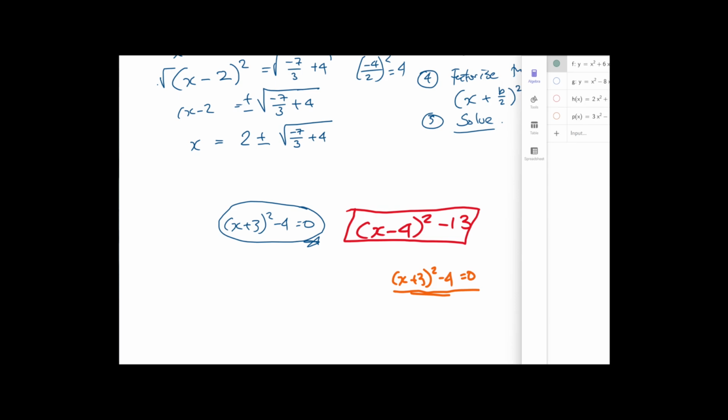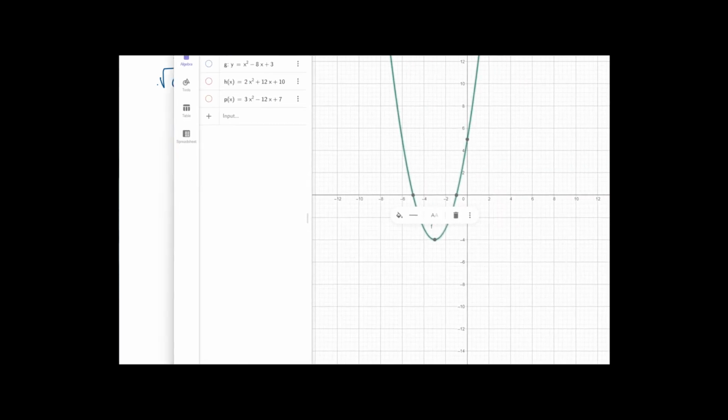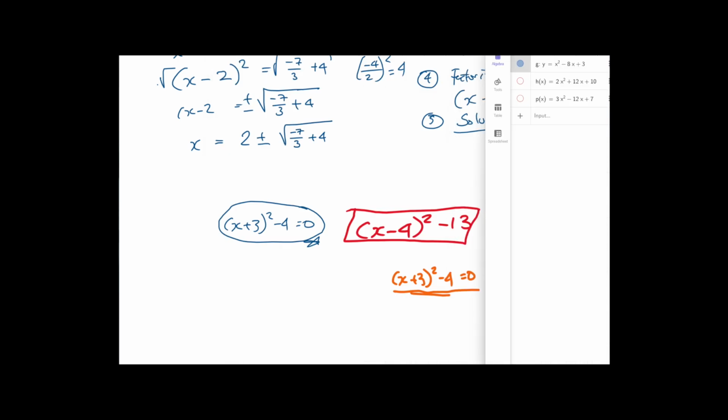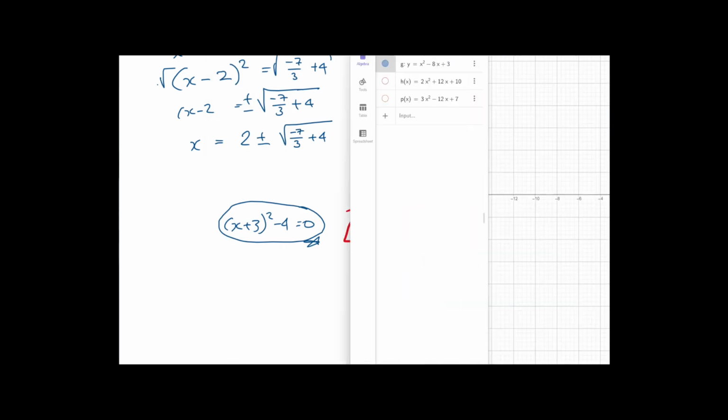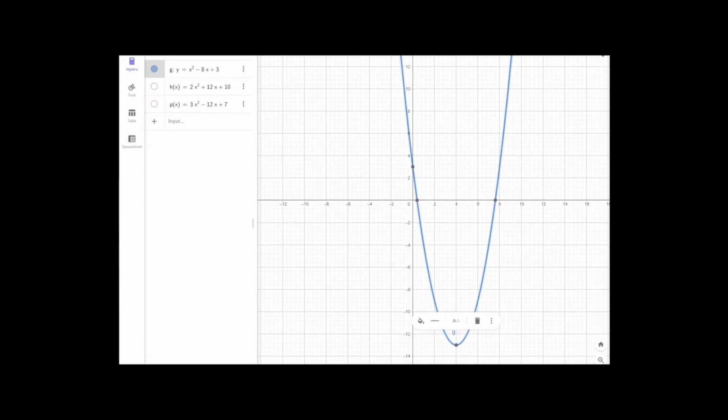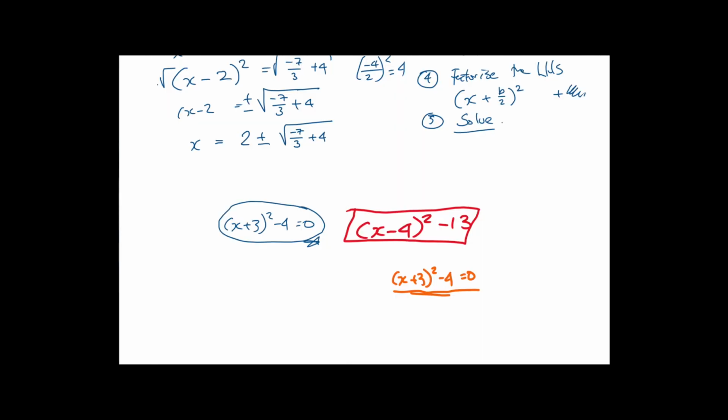Okay. The second one, (x - 4)² - 13, where the turning point is at positive 4, -13. Okay. Noticing a trend here. This is what's called vertex form. So if we have something in this form, (x + h)² + k, the vertex is going to be at (-h, k).